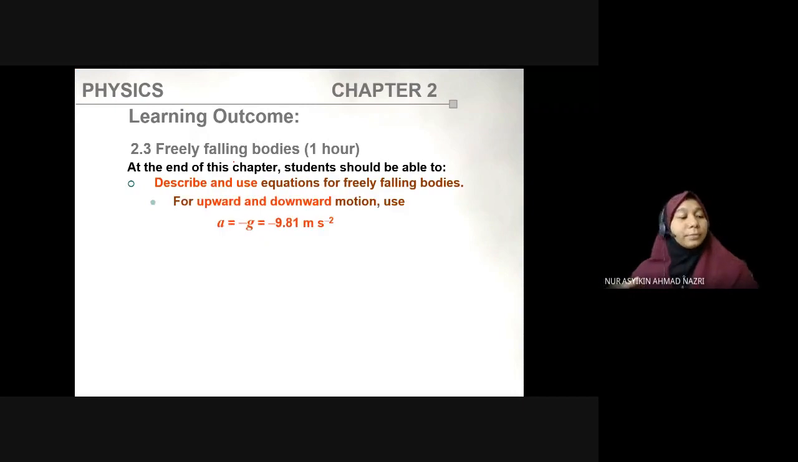Nak rehat dulu ke? Nak terus je? Oh, baru 10.30. Laju ke saya ajar? Okay, ada apa-apa nak tanya dulu tak, sebelum kita masuk topik baru?